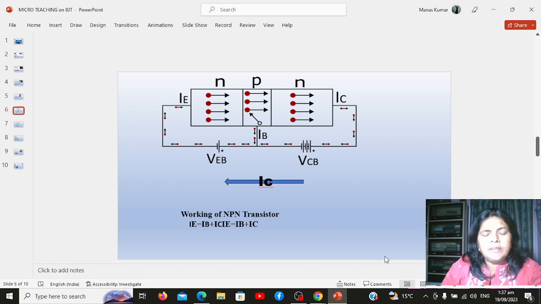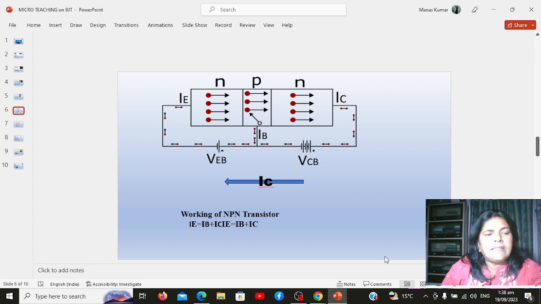Now here you can see the working of NPN transistor. With the forward biased emitter-base junction and reverse biased collector-base junction, it can be seen that the forward bias causes the flow of electrons from the N-type emitter into the P-type base. This constitutes the emitter current. As these electrons flow through the P-type base, they tend to combine with the holes.